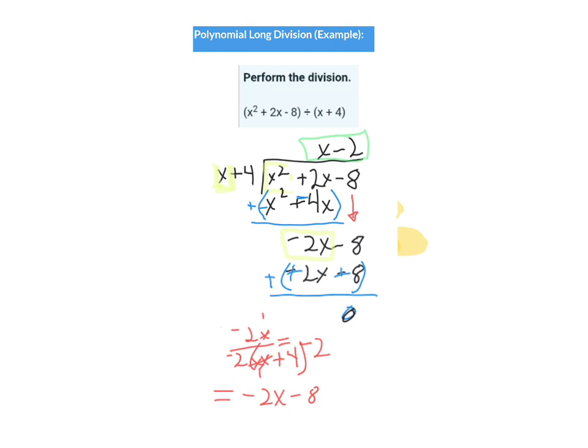One more thing to note is we know we're at the end of the repeated algorithm when we can't bring down any other terms here. Remember we brought down that minus 8 here? Here we can't bring anything else down. We know we're done, okay? So we know that our answer to x squared plus 2x minus 8 divided by x plus 4 is x minus 2.